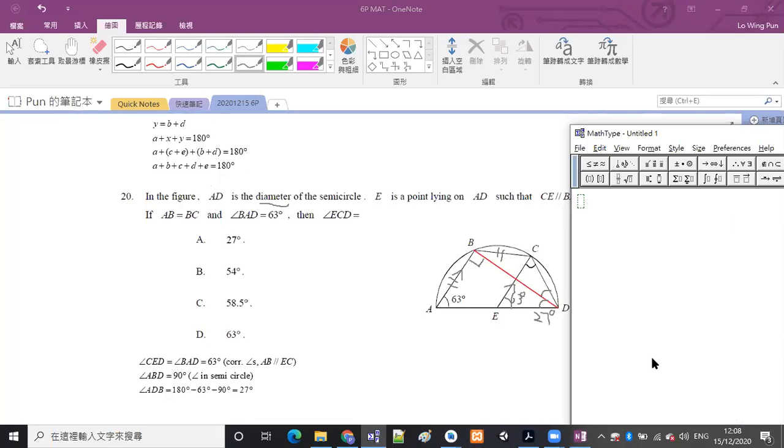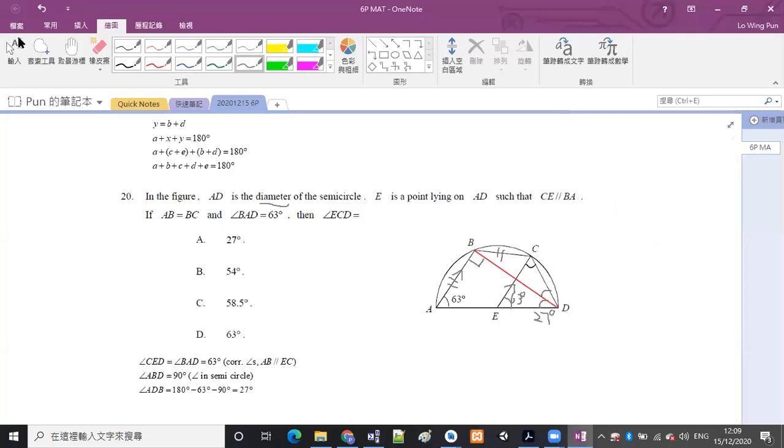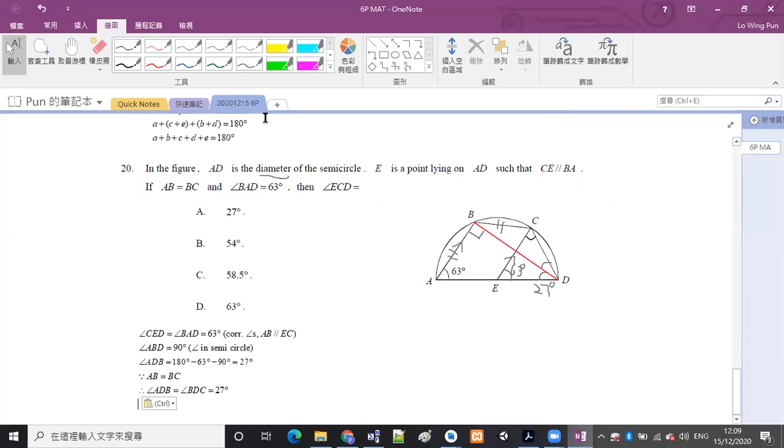Okay, because AB is equal to BC. Therefore, angle ADB is equal to angle BDC. And they are both equal to 27 degrees. Okay, equal chords, equal angles. Like this. So, this little angle is also equal to 27 degrees.